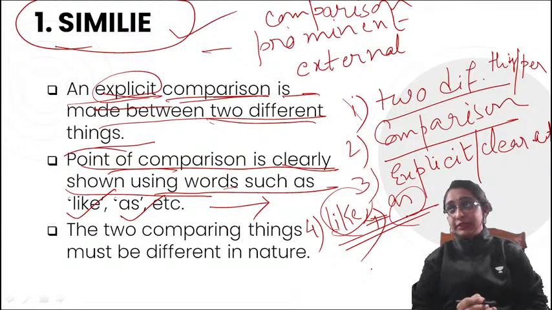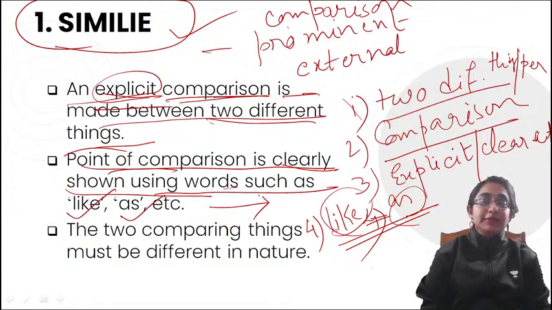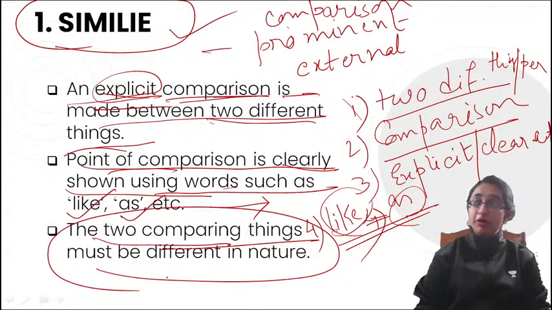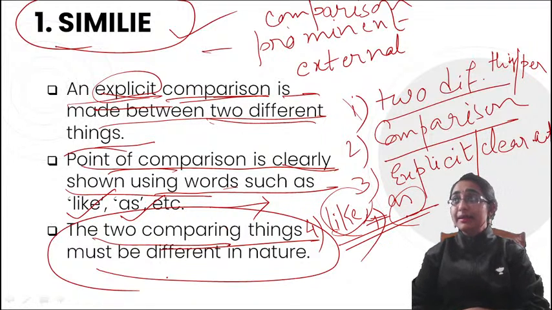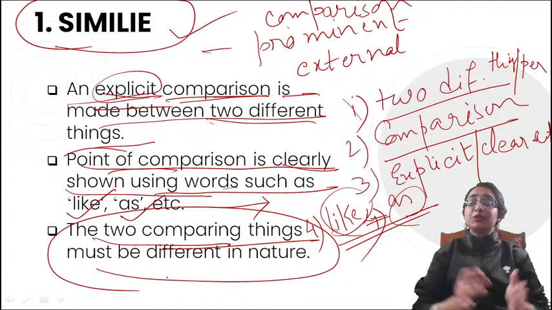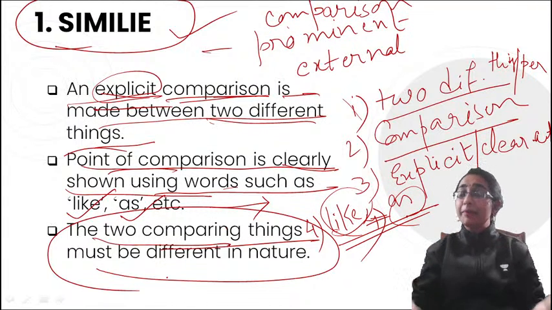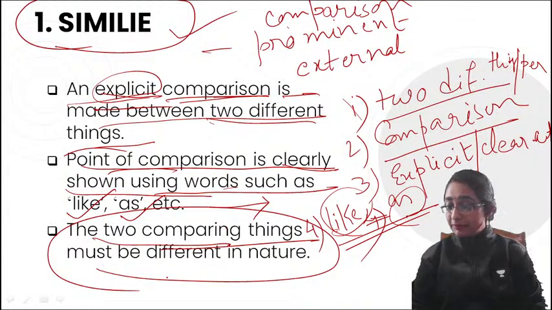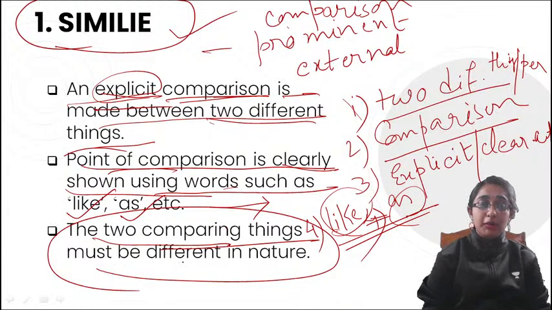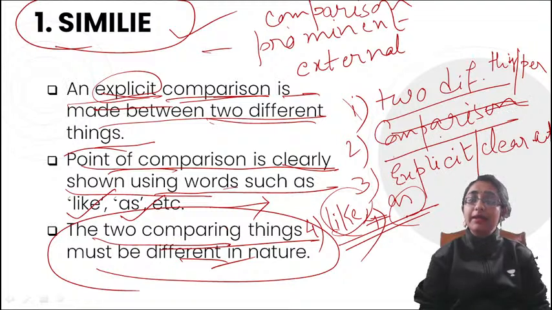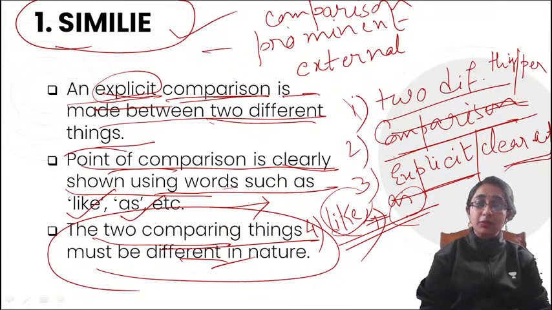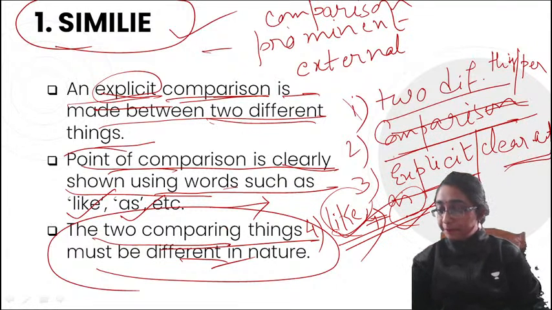So that kind of questions can come. And the two things being compared must be different in nature, obviously. When some comparison is going on, the two objects must be different, and in that case only comparison may come. So two different objects should be there. There will be a comparison. The comparison will be explicit or clear cut, and we will find certain words like, as, etc.